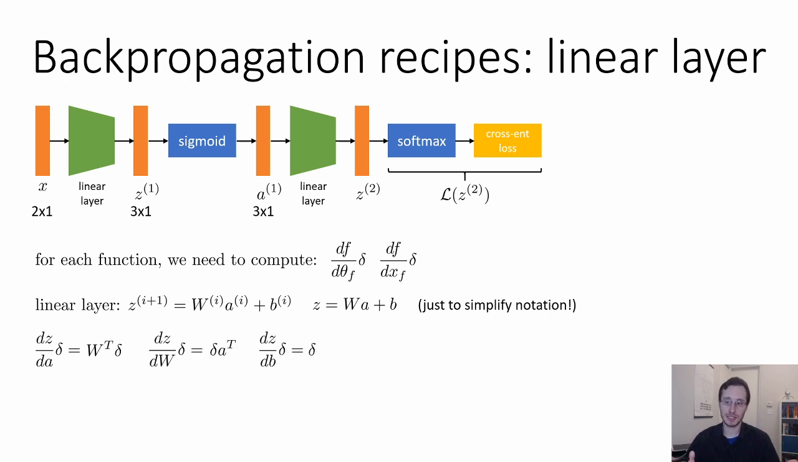Okay, and now we're basically done. We have the expression for dz/da times delta, dz/dw times delta, and dz/db times delta. This first one is just basically df/dx_f, and these second two together form df/d theta_f. So we've figured out how to do backpropagation with these linear layers. The rest are much easier.